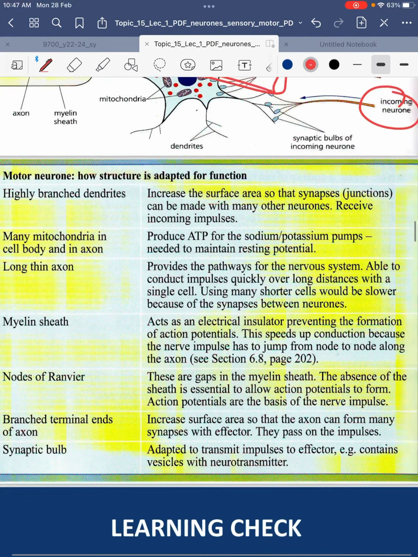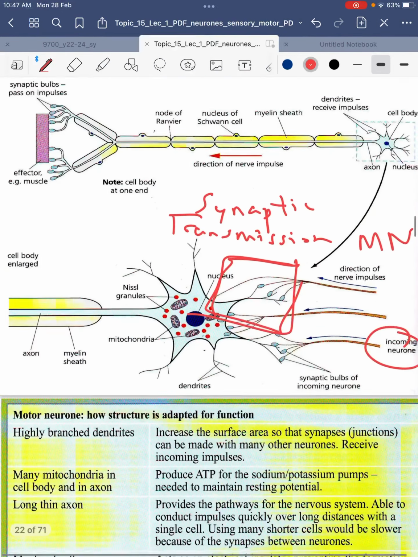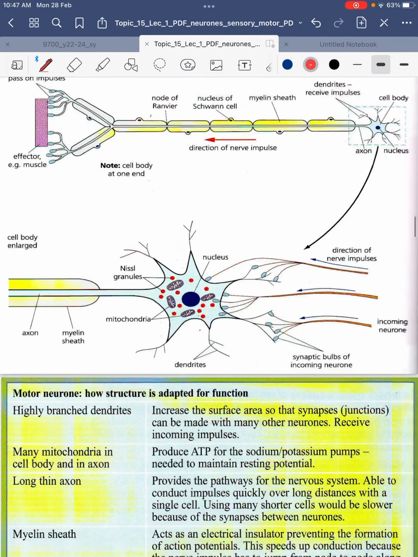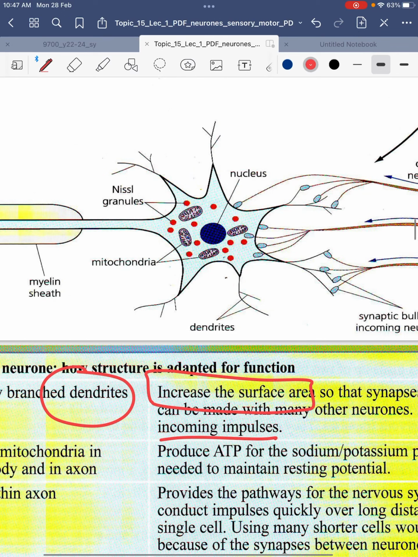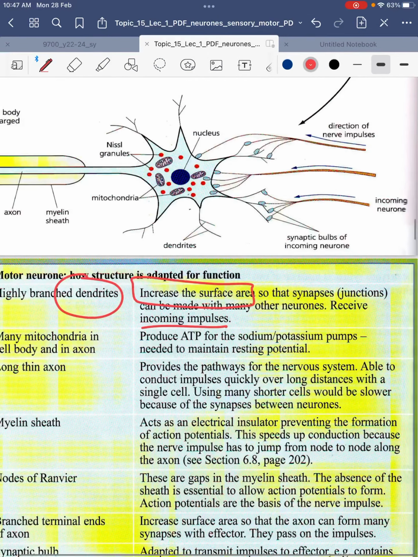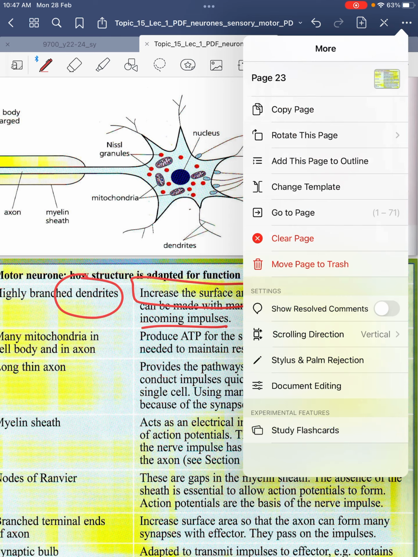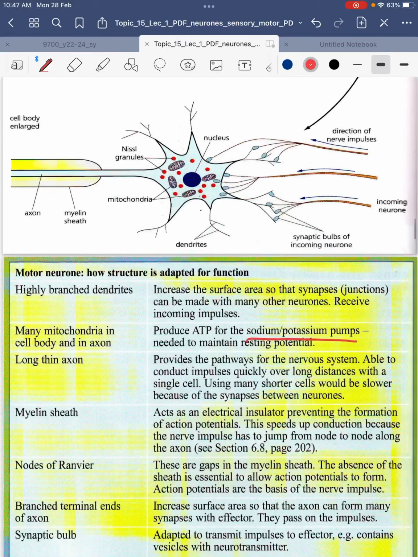Okay, let's look at some of the features. So dendrites, this is to increase the surface area to receive more incoming impulses. Mitochondria, there's a lot of mitochondria here, as you can see. This mitochondria is to provide energy for active transport. Active transport of what? Active transport of the sodium and potassium pump. We'll talk about that later on, maybe not today.